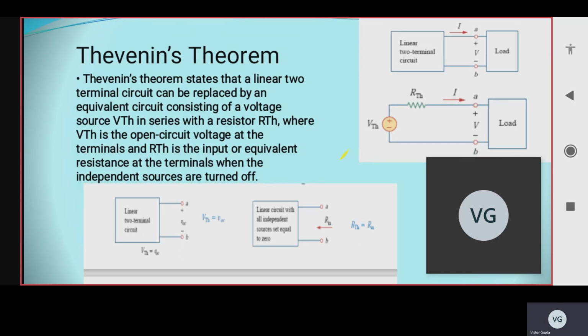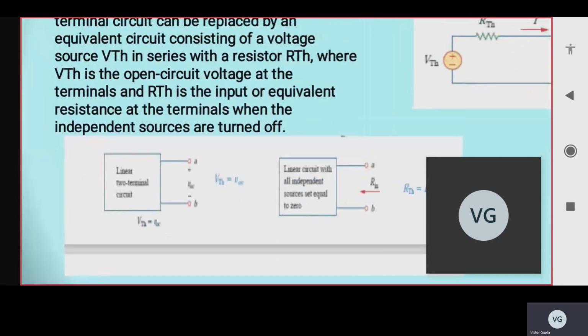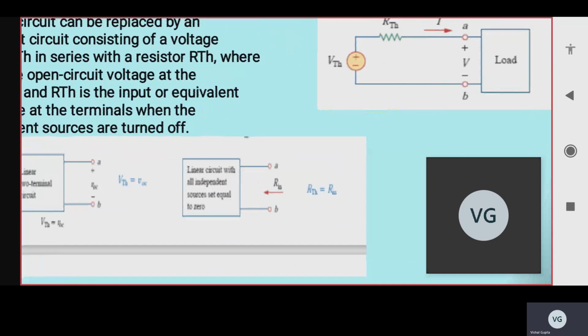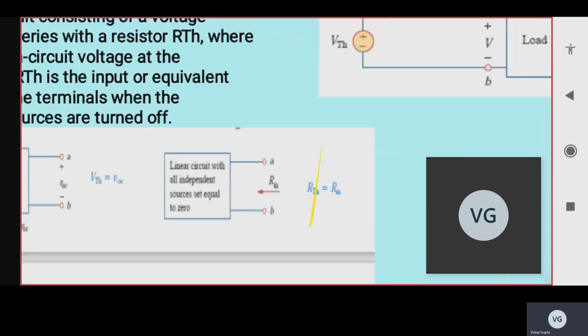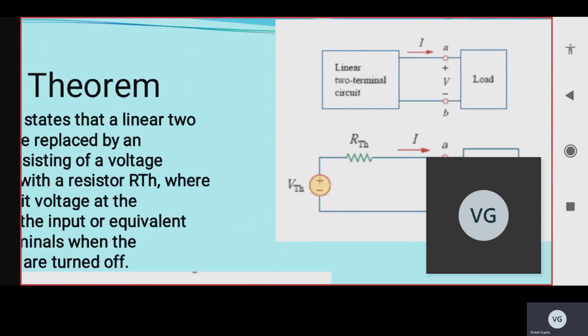We can clearly see in the lower photo that if a linear two-terminal circuit is there, then we can remove it and convert it into VOC equal to VTH. And similarly for resistance, we can see that the circuit which is in series will become parallel.